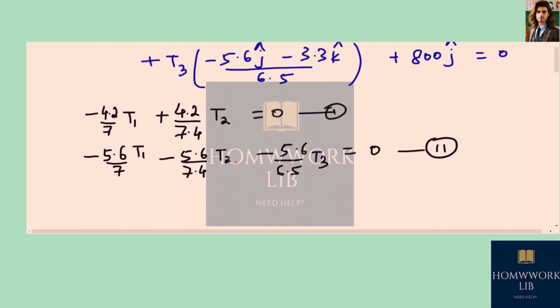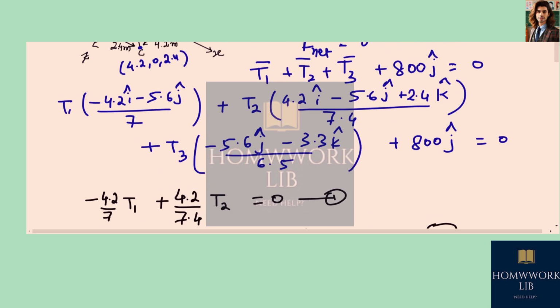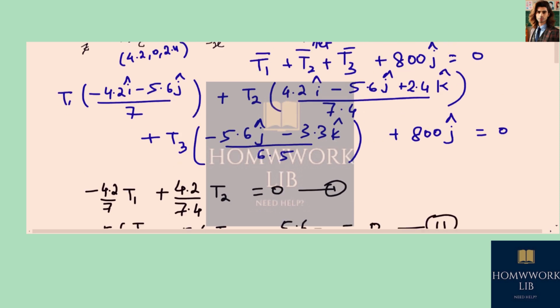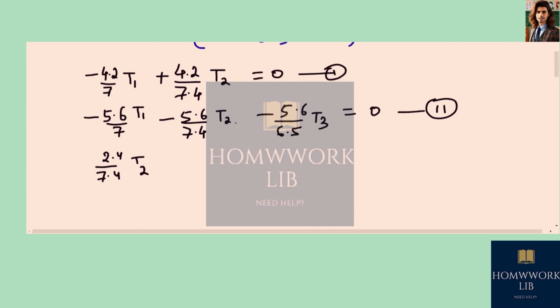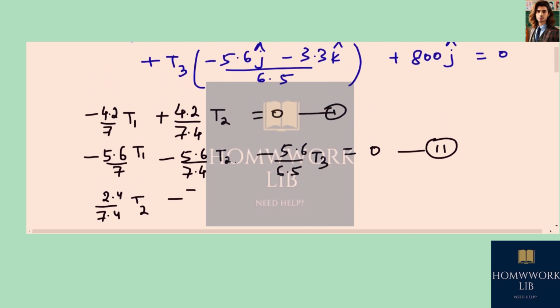And for k cap, we are finally going to write down. So here we have 2.4 by 7.4 T2, and then minus 3.3 by 6.5 T3, and this would be equated to 0.